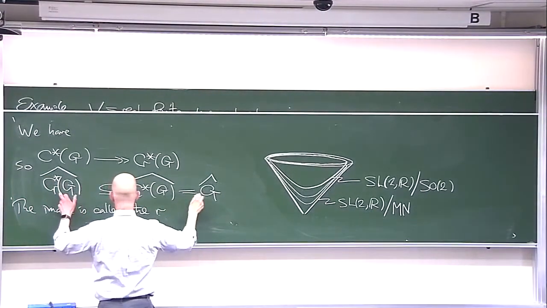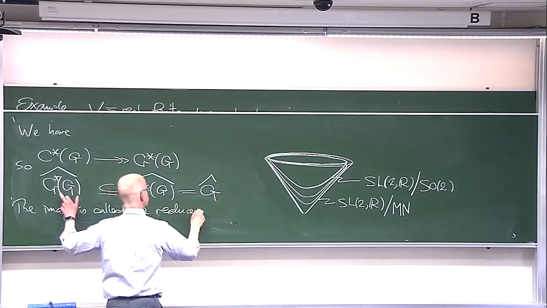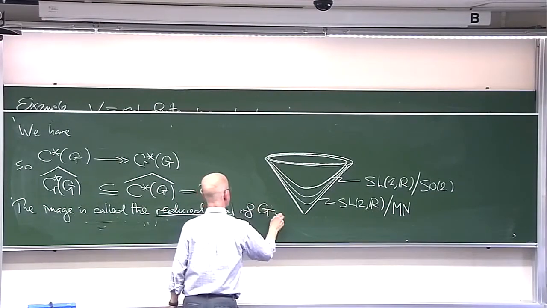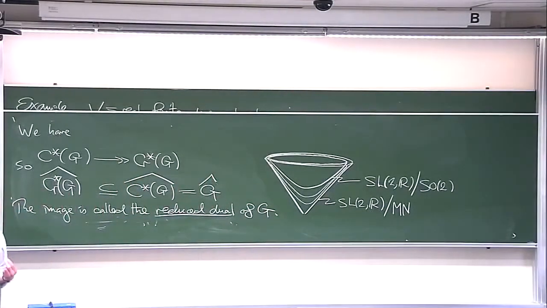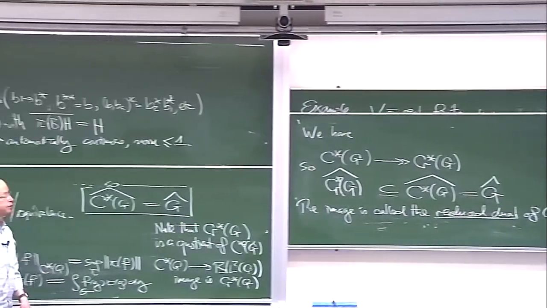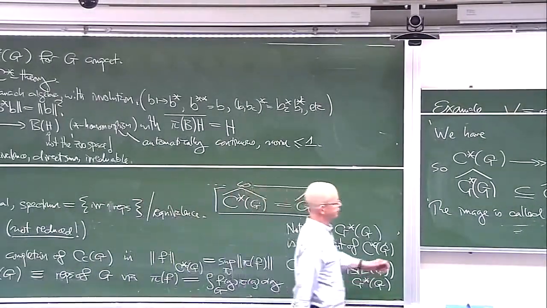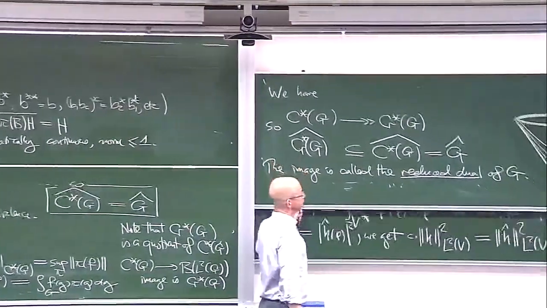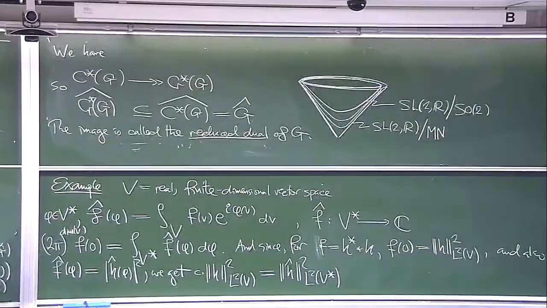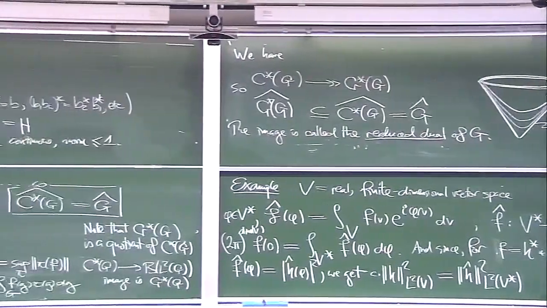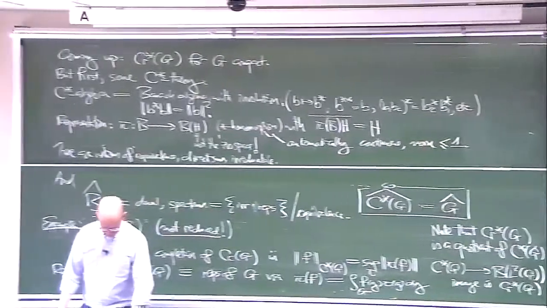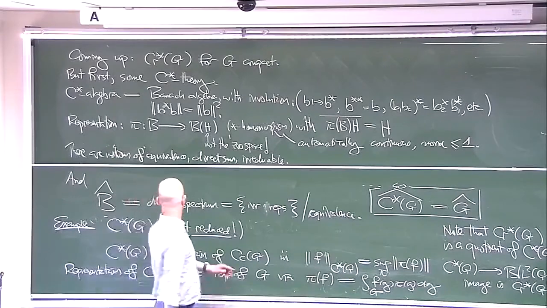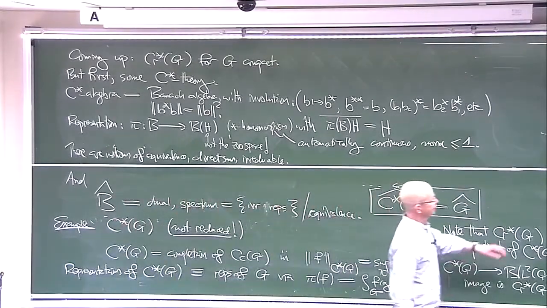And the image inside of here, of the representations of this reduced C star algebra, is what's called the reduced dual. And that's the collection of representations that we actually want to study, at least in the case of the special groups that we're going to look at. So I apologize for these maybe not so interesting things. Oh, let me just do one more example. Let's get back to something else.